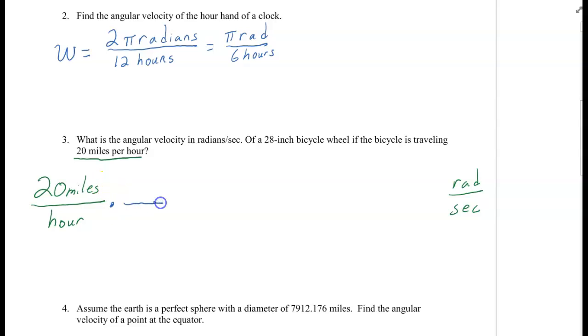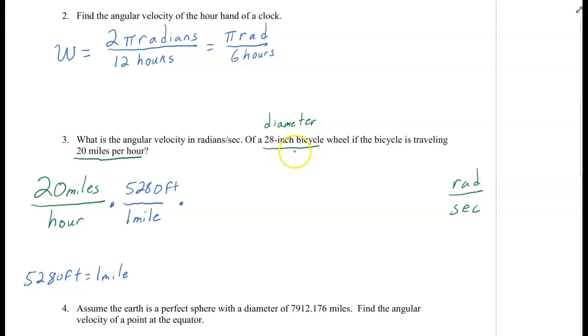So we need to remember that 5,280 feet is equal to 1 mile. Since I want the miles to reduce, I'm going to put miles in the denominator. So 1 mile is 5,280 feet. Now I need to convert somehow feet to radians. And we have a 28-inch wheel. And for clarity, this 28-inch is the diameter.